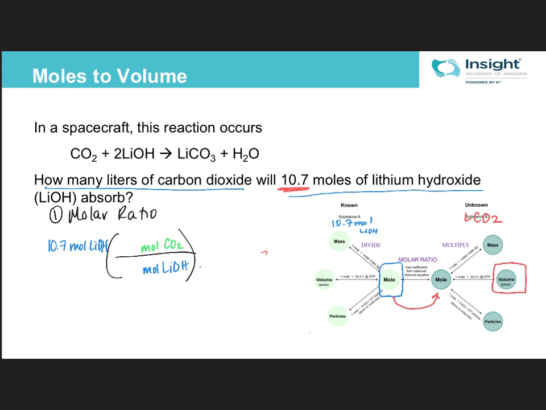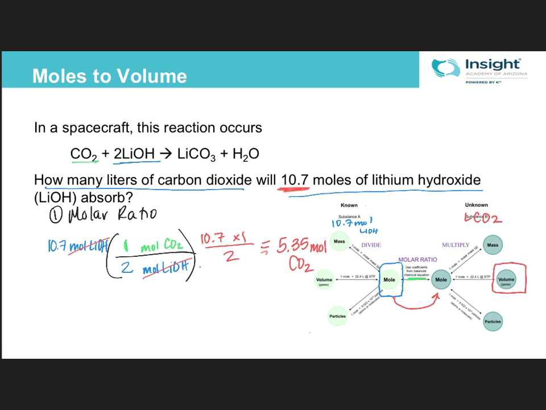And our numbers, where do those numbers come from? Your balanced equation. So if I look at CO2, there's nothing up front, which means there's 1. If I look at lithium hydroxide, there are 2. So that means when I calculate this out, those cancel. So it's going to be 10.7 times 1 divided by 2, or 5.35 moles of CO2.